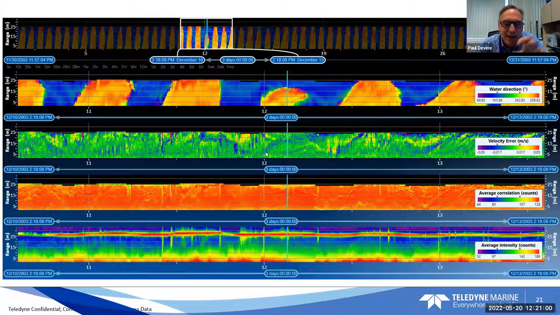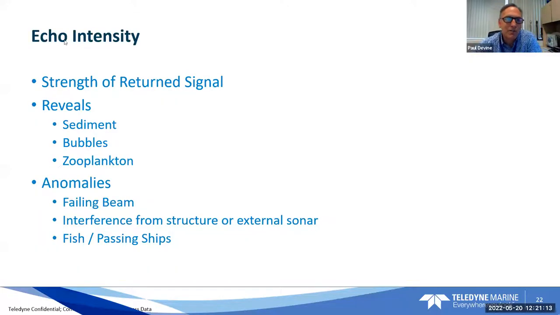we're going to look in depth at all four of the beams: echo, correlation, and then the error, to look for homogeneity across all four of the beams. So, echo. It's the strength of the return signal. It reveals sediment, bubbles, zooplankton, bubbles from ships, right? And anomalies, right? If one of your beams is starting to fail, you will see a reduction in the signal strength on that beam.